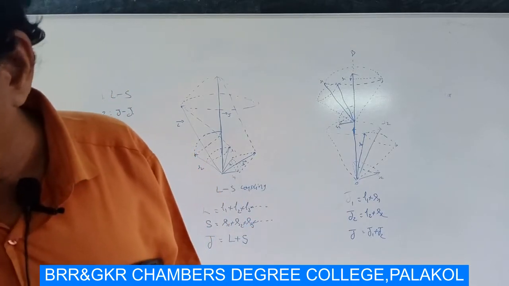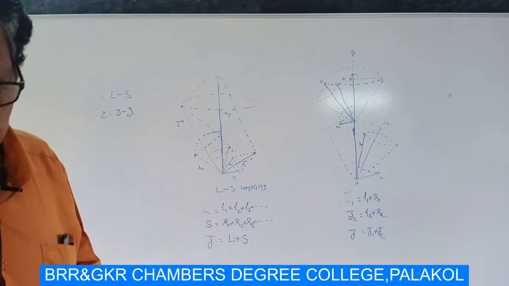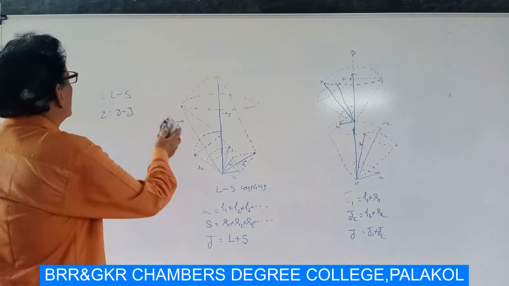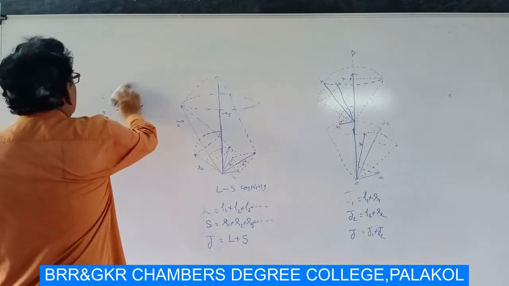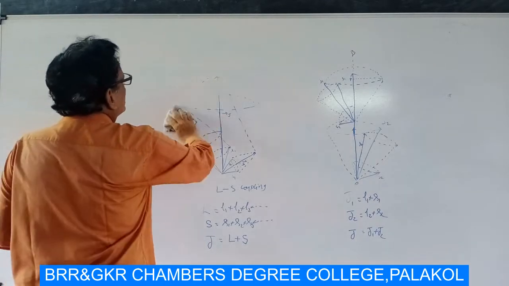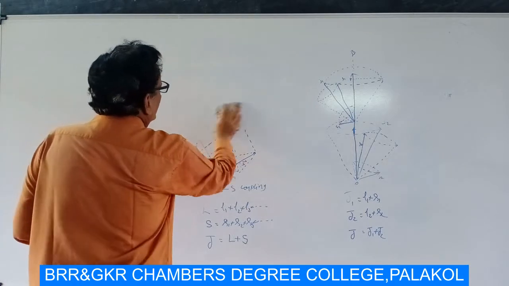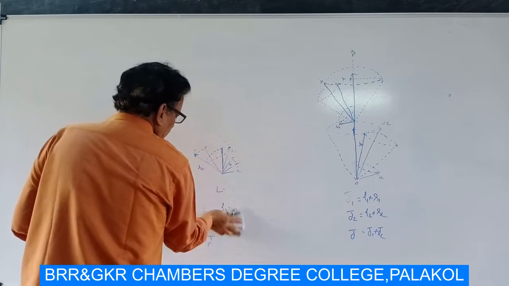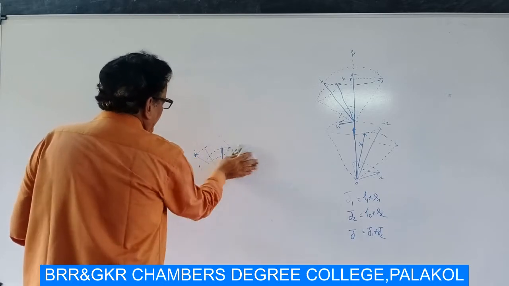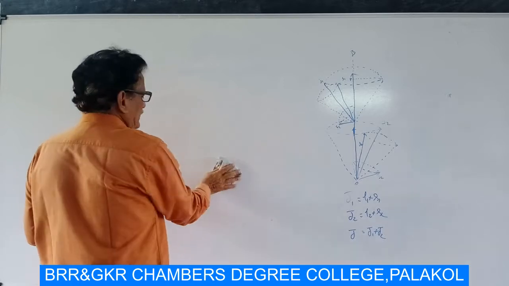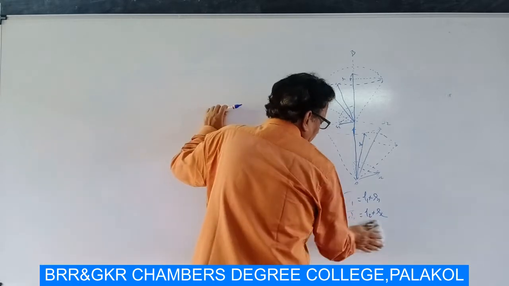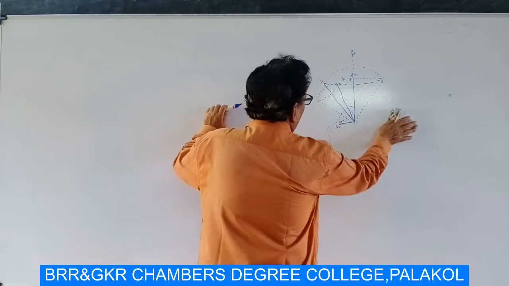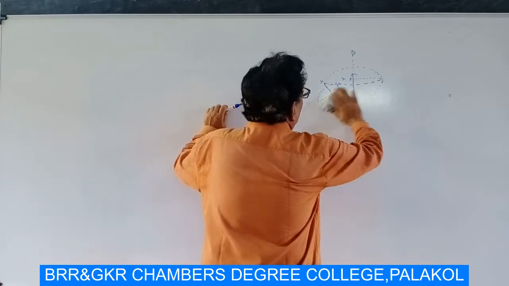Now I am going to explain the selection rules. As we know, the cause for the emission of radiation by an atom is the transition of an electron from a higher energy level to a lower energy level. In the case of the Balmer series, we will get a visible spectrum.